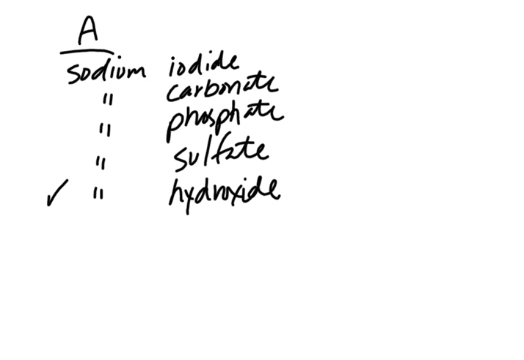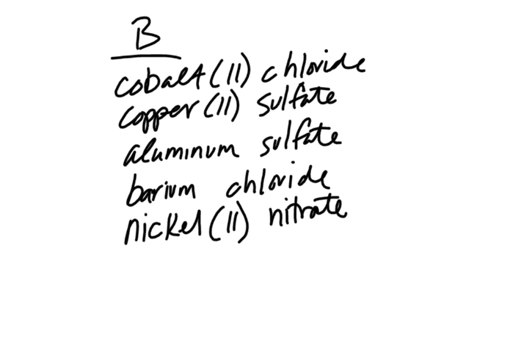So, what type of pre-lab homework should you do in order to prepare for your quiz? If you don't pass the quiz, you can't do the lab. First and foremost, make sure you know the formulas for sodium iodide, sodium carbonate, sodium phosphate, sodium sulfate, sodium hydroxide, cobalt 2 chloride, copper 2 sulfate, aluminum sulfate, barium chloride, and nickel 2 nitrate. I would make sure you know the formulas for those.